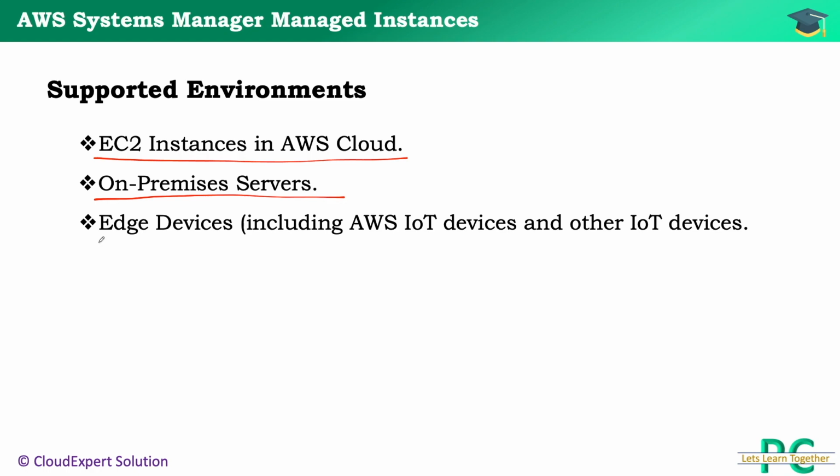Next, edge devices. Now edge devices include AWS IoT devices, also non-AWS IoT devices. And last but not least, VMs in other cloud providers. As I was mentioning, if you have a use case where you are working with multiple cloud providers, then you can manage and apply patches to those virtual machines in other cloud providers using AWS SSM Patch Manager.